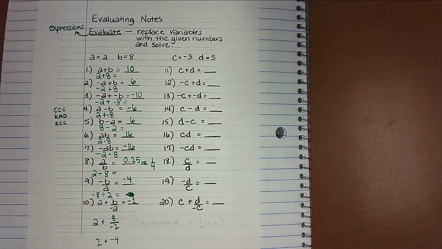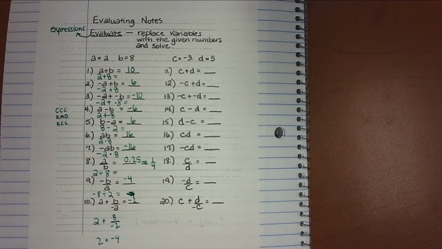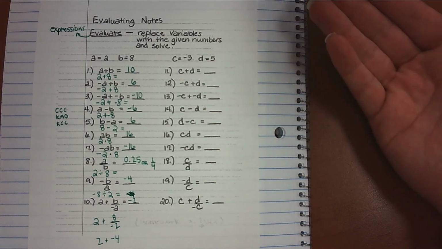And that is how we evaluate expressions using the variables up here and the expressions down here. At this point, again, if you'd like to try a couple on your own, you can, and then I'm going to show the next video on evaluating for C and D over here.